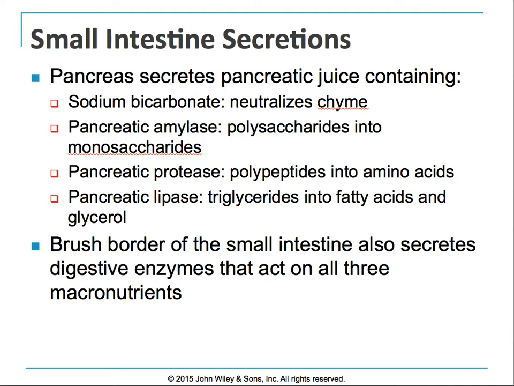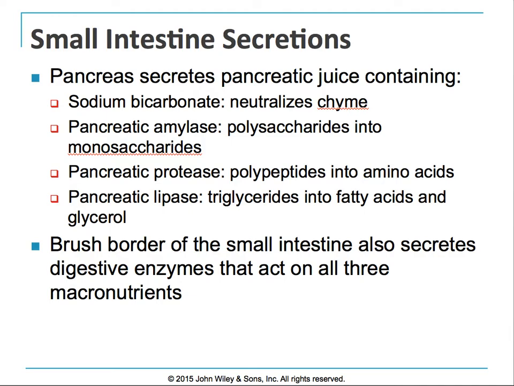Okay, so why do we have to neutralize it? Well, the chyme is coming from your stomach, all right? And because it was in your stomach, it contains hydrochloric acid, which is very acidic and can be harmful to the lining of other organs like the small intestine. So the sodium bicarbonate works to neutralize the hydrochloric acid that's still in the chyme so that it's not as harmful to the lining of your small intestine.